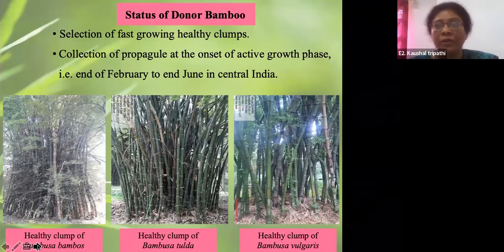The status of the donor bamboo, the mother plant from which we are collecting our material for propagation, should be healthy and fast growing. We should not have any insect attacks or any fungus on them. Collection of propagules should be done at the onset of the active growth phase, that is, end of February to end of June in Central India. There is a spring season after the winter, temperatures start increasing, and when the active growth phase starts in the bamboos, that time is suitable for collection of planting material, propagules, for propagation of bamboo through cuttings.